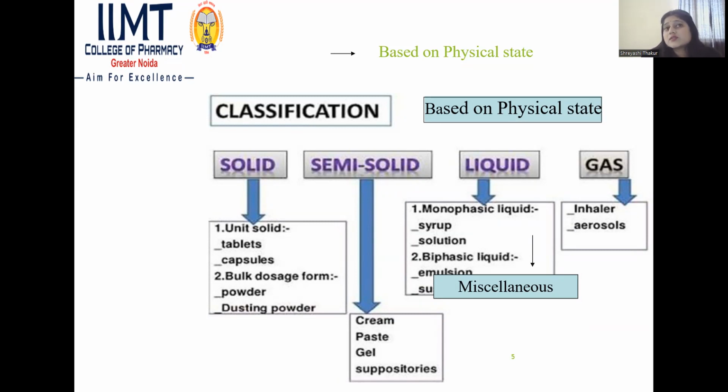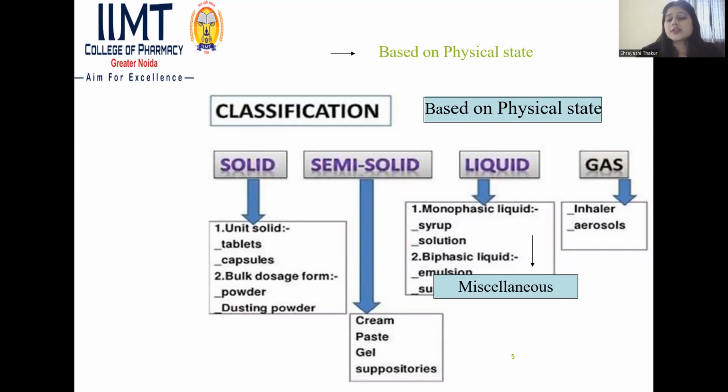Then come to the liquid dosage form. Liquid dosage form is also divided into two parts. First one is the monophasic liquid dosage form, and the next one is the biphasic liquid dosage form. Monophasic liquid dosage form is the one which contains a single medicament or excipient. And the biphasic dosage form includes more than one phase. The examples of monophasic liquid dosage form are syrup, solution, etc. And the examples of biphasic liquid dosage form are emulsion and suspension.